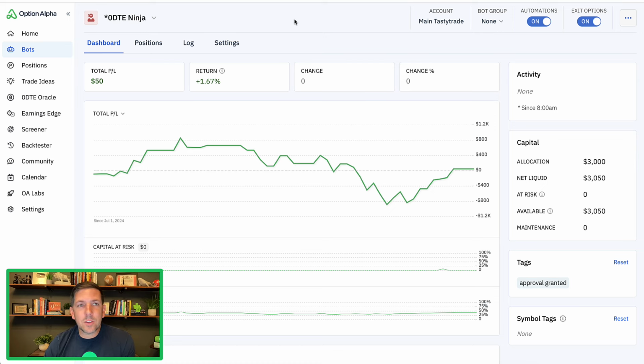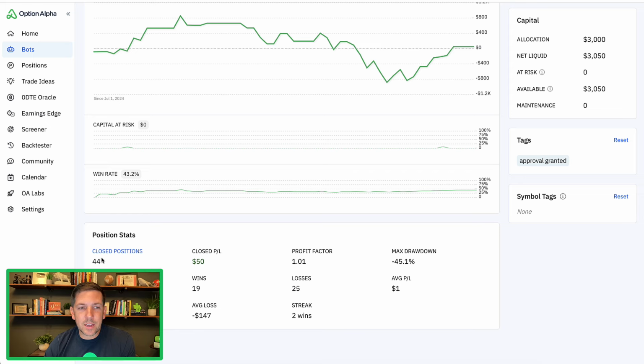But this is my version that I've been running. I have been running this live. I call this my 0DT Ninja because Ninja just sounds better than like 0DT Turtle or whatever. But it's all based on PEG research. Now, it doesn't have a lot of trades just yet. It's only done 44 positions.